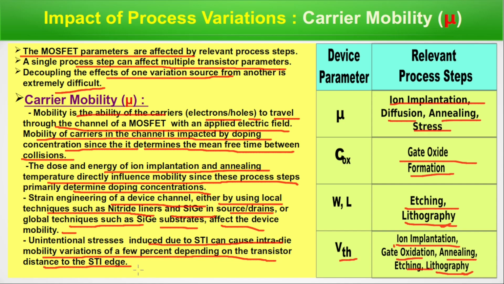Introduction of strain can change it. That is also a variability from one device to another, from one circuit to another. Dose, energy and ion implantation, all these impact the carrier mobility. Doping also impacts carrier mobility. Now introduction of STI, which is a very important step for isolation, creates unintentional stress. All these parameters affect the carrier mobility. So we are done with this slide. We will move to the next slide.